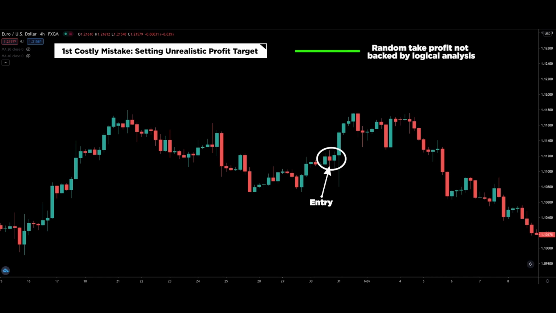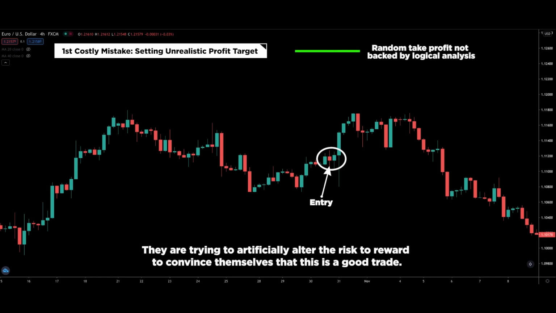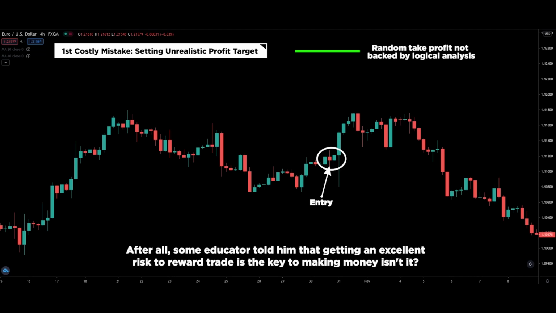Put it simply, they are trying to artificially alter the risk to reward to convince themselves that this is a good trade. After all, some educator told him that getting an excellent risk to reward trade is the key to making money, isn't it? Now, what about the immediate resistance level over here? Would the risk to reward still be that attractive if they were more objective in their analysis?